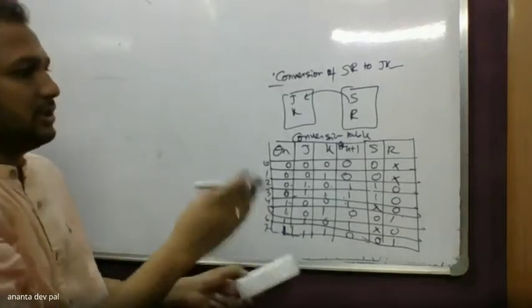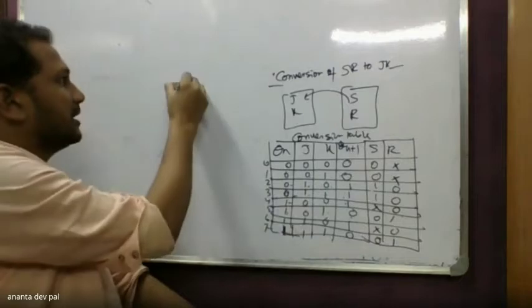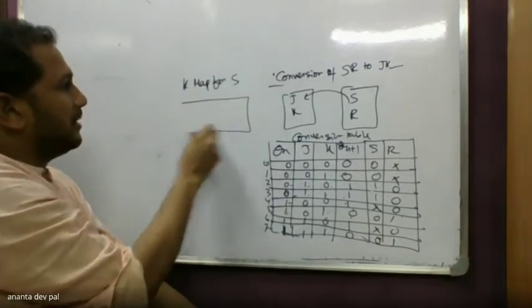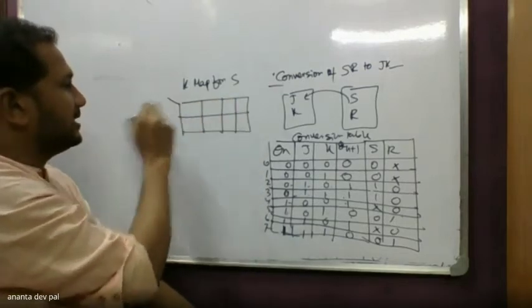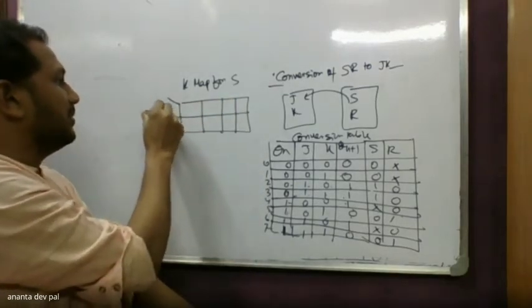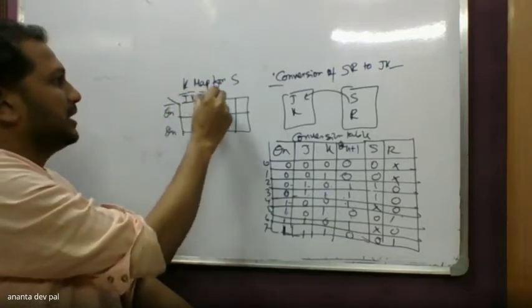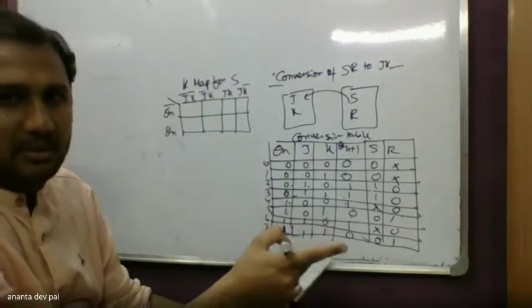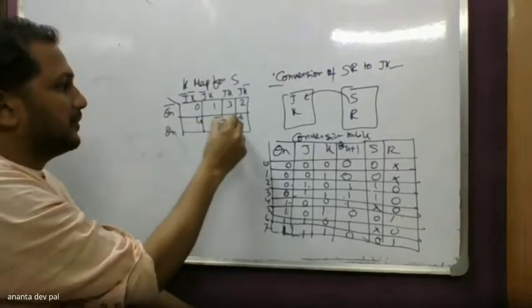Now for the K map, we have to design two K maps, one for S, another for R. Now this is the K map for S. There are 8 cells for 3 variables: Q bar J bar K bar, Q bar J bar K, Q bar J K, and Q bar J K bar. This is the K-map construction. 0, 1, 2, 3, 4, 5, 6, 7.